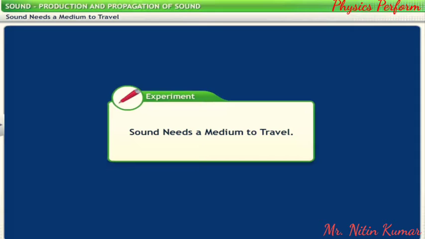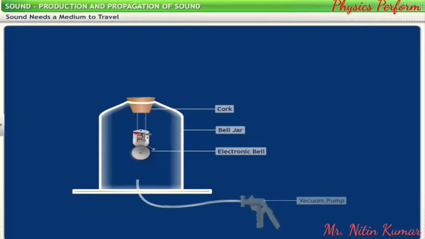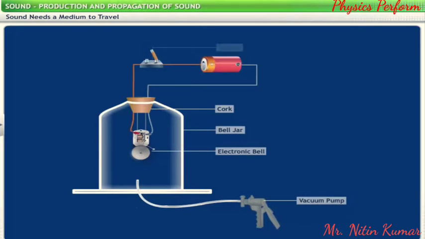We just said that sound needs a medium to travel. Let's verify this through an experiment. We take an electric bell and fit it in an airtight glass bell jar. The bell jar is connected to a vacuum pump from one end and a power supply with an on or off switch at the other end. On pressing the switch, you will be able to hear the bell ringing. Now suck out all the air from the bell jar using a vacuum pump.